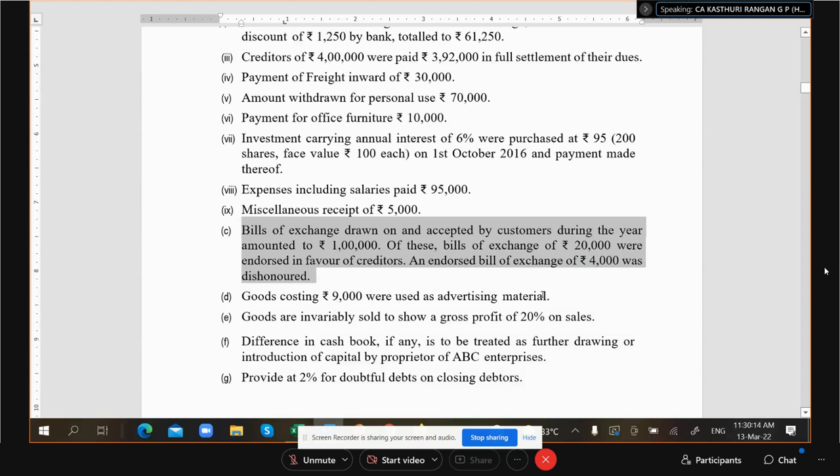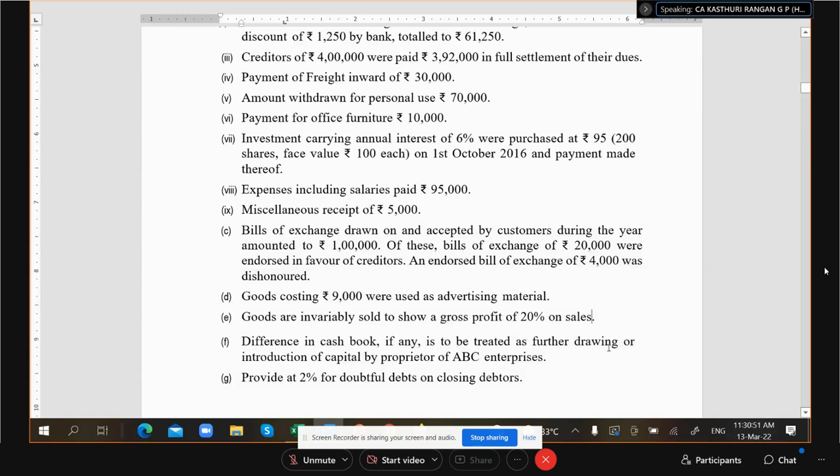Goods costing 9,000 used as advertising material. So that means it should be taken to advertisement account, not in the goods account. You have to deduct it from purchases, show it as advertising. Goods are invariably sold to show a GP of 20% on sale. That is 1/5 on sales. So the profit is, sales is 100, profit is 20. Therefore, it will be 1/4 of cost. Cost will be 80. Profit is 20, sales is 100. So what is profit on cost? It will be 20/80, that is 1/4.